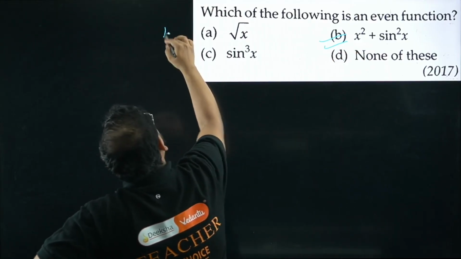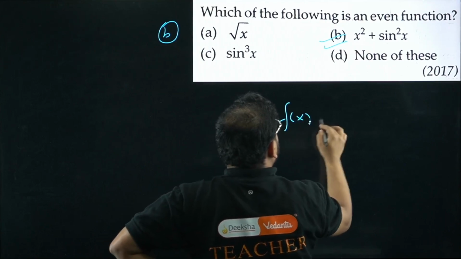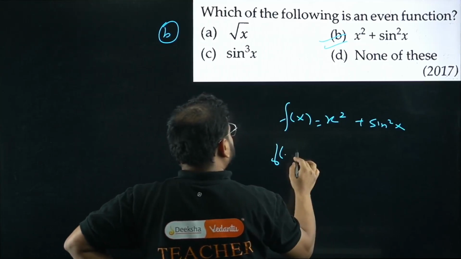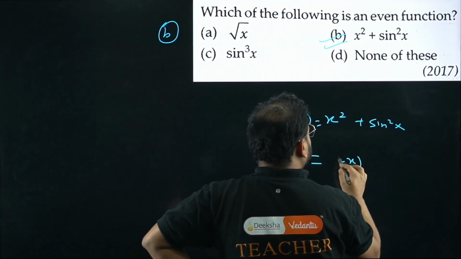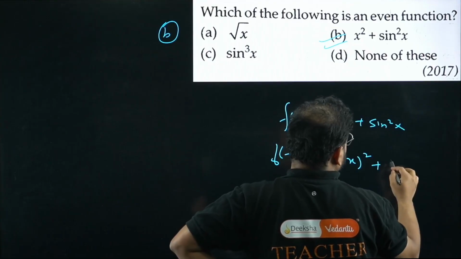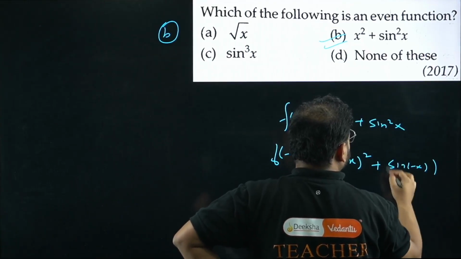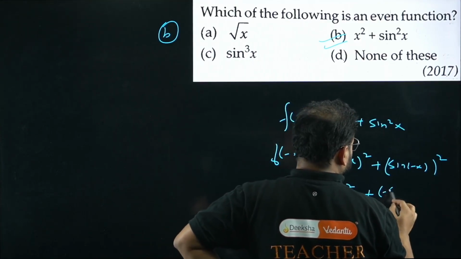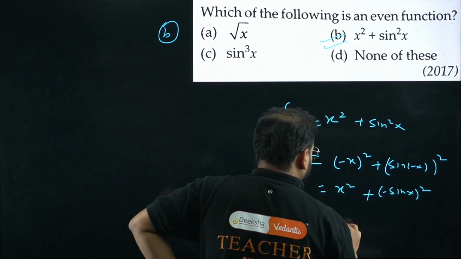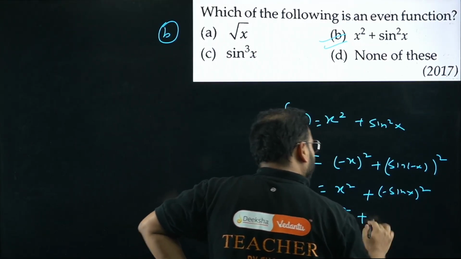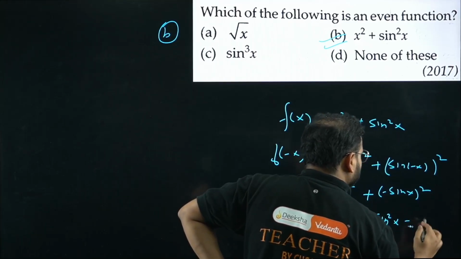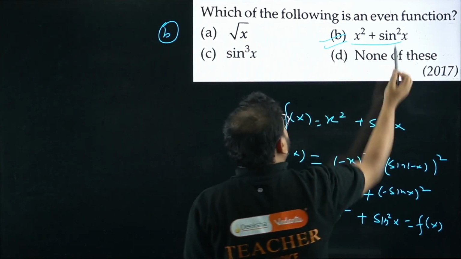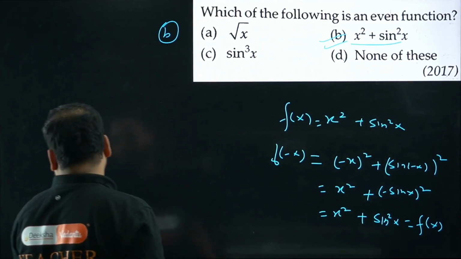If you take this function as f(x) equals x square plus sine square of x and write f of minus x, what are you going to get? You'll have minus x the whole square, and sine of minus x the whole square. You will have x square only, plus minus sine x the whole square. The square of a negative becomes positive, so I'll have plus sine square x, which is equal to f of x only. So f of minus x equals f of x means even function. Option B is correct. Next one now.